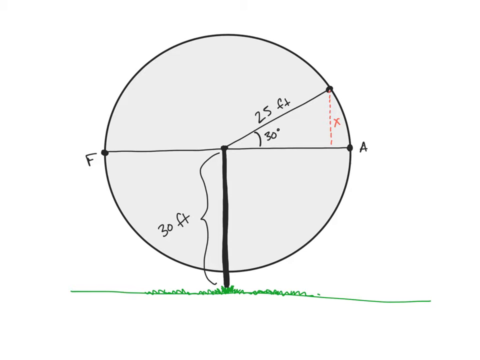This first part is for the worksheet that you're doing. I just wanted to remind you how we were finding the height of Carlos. So remember, this part is the height. We know that this part right here is the radius of the Ferris wheel, and we know that the center of the Ferris wheel is 30 feet off the ground. So we have all of this information.